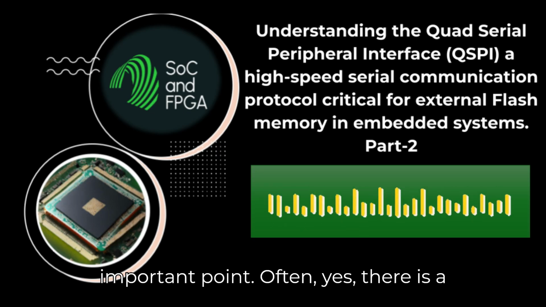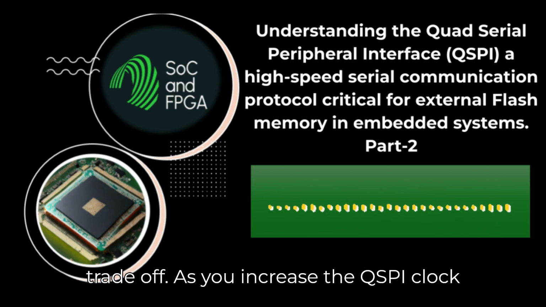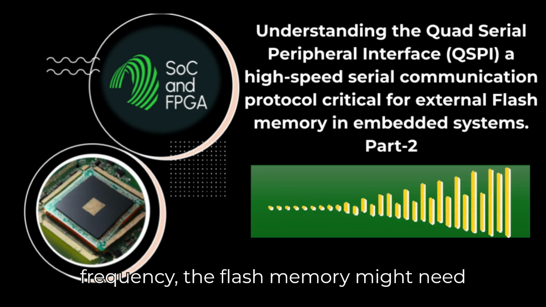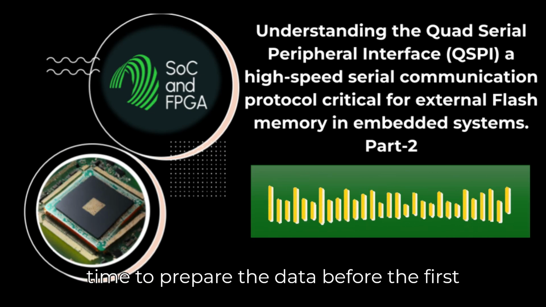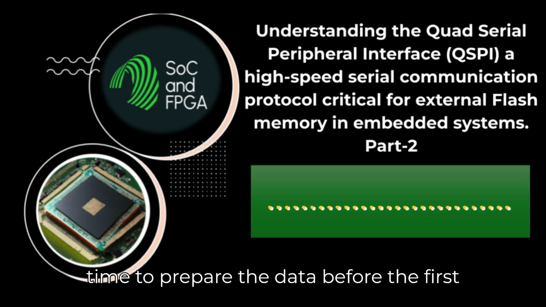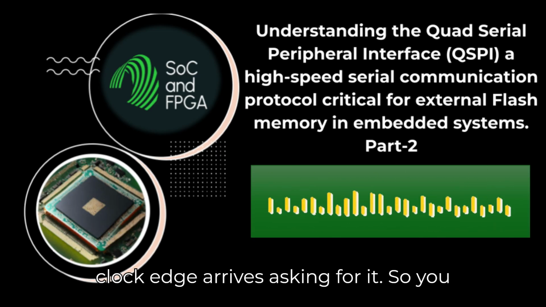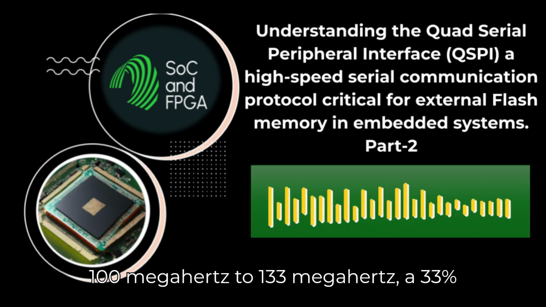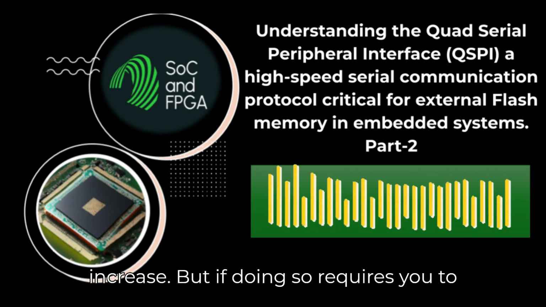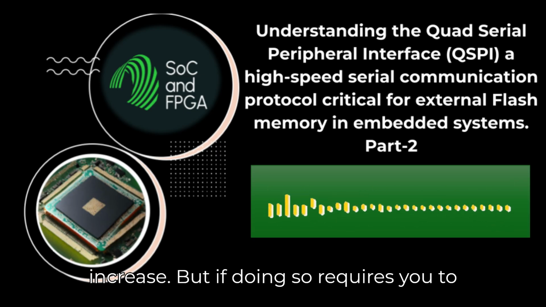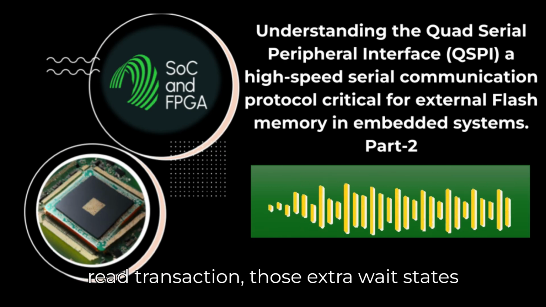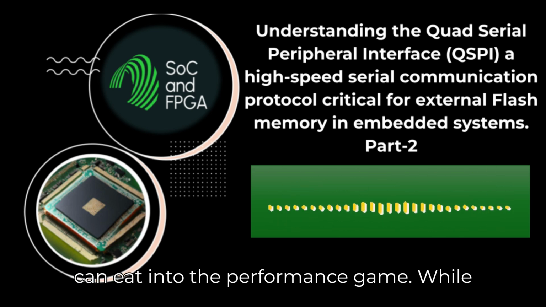That's a really important point. Often, yes, there is a trade-off. As you increase the QSPI clock frequency, the flash memory might need more dummy cycles to have enough internal time to prepare the data before the first clock edge arrives asking for it. So you might increase the clock speed, say from 100 megahertz to 133 megahertz, a 33% increase. But if doing so requires you to add, say, 2 more dummy cycles to every read transaction, those extra wait states can eat into the performance gain.